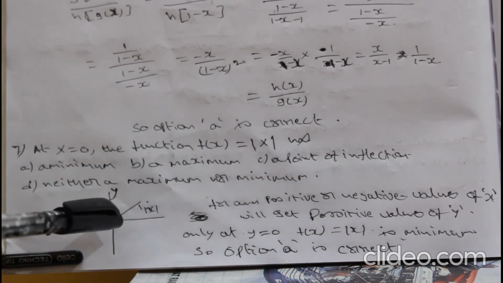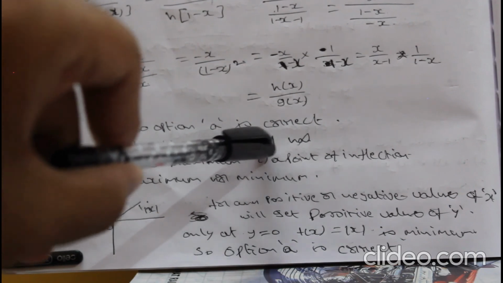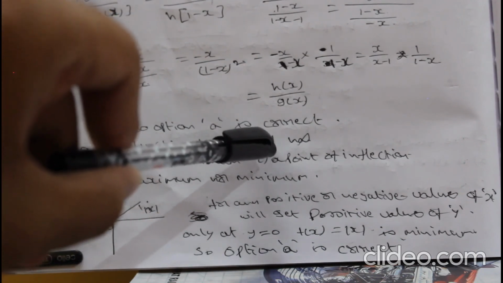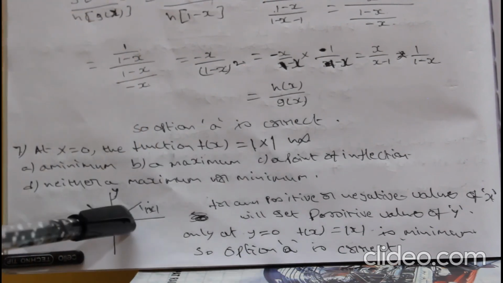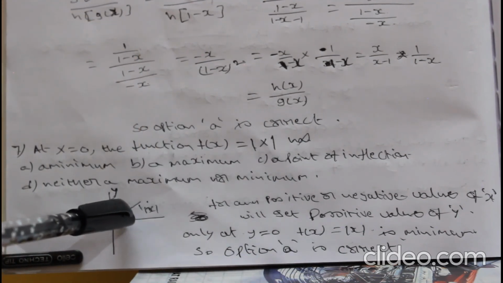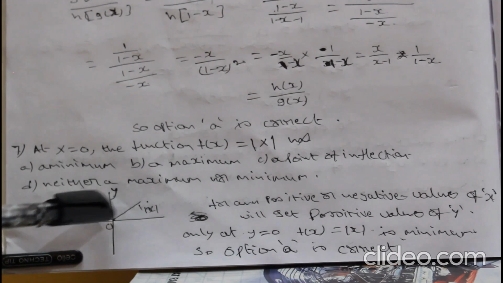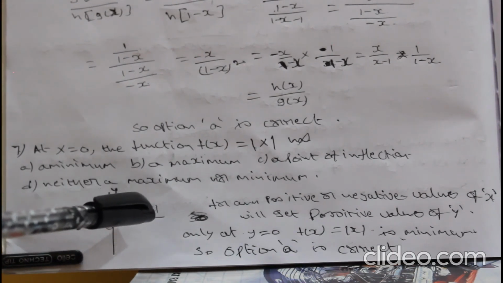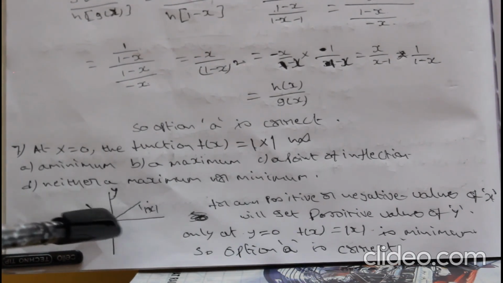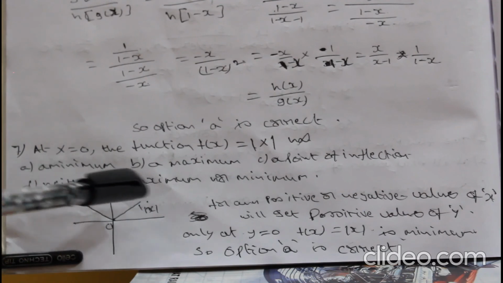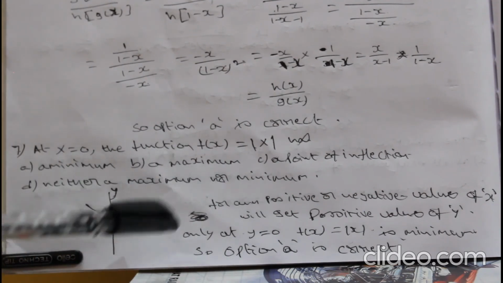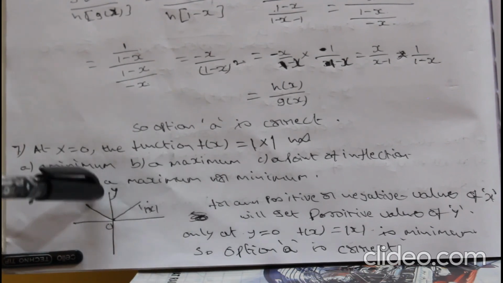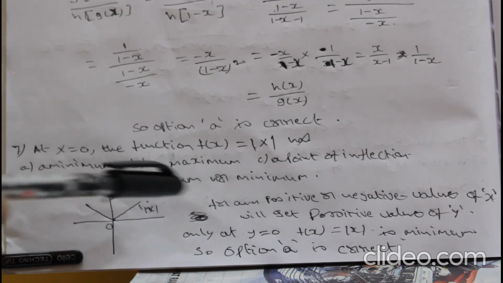Okay, so even at x is equal to minus 1, f of x will be 1. At x is equal to 1, f of x is 1, like that. Okay, so the curve will be like this. So at x is equal to 0, after observing this, the function f of x will be minimum. Okay, I hope you understand clearly, because it is a modulus.